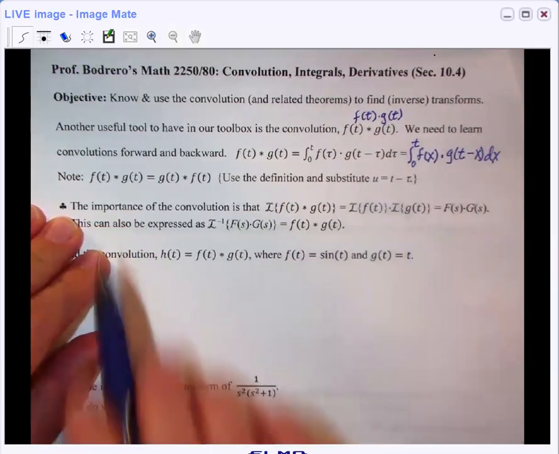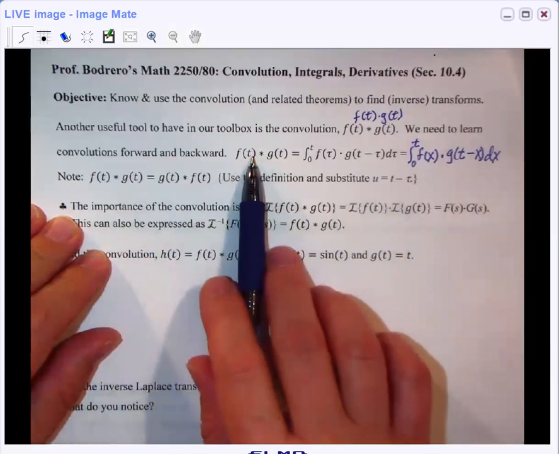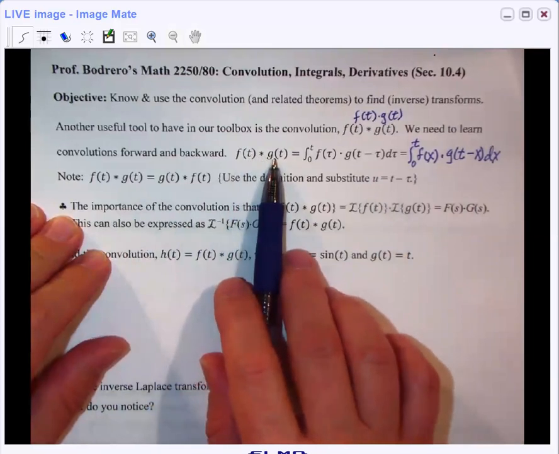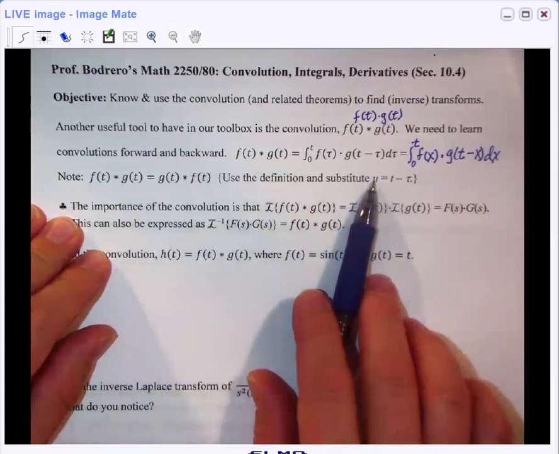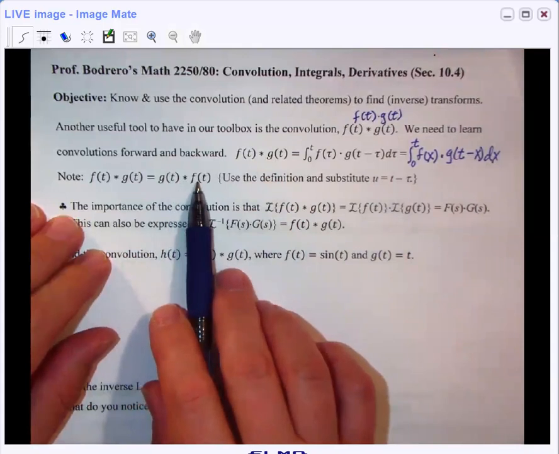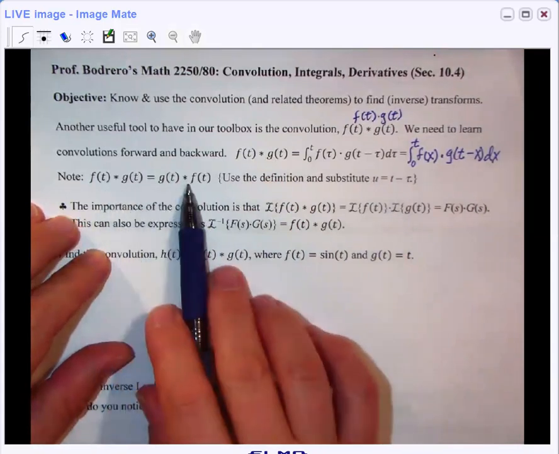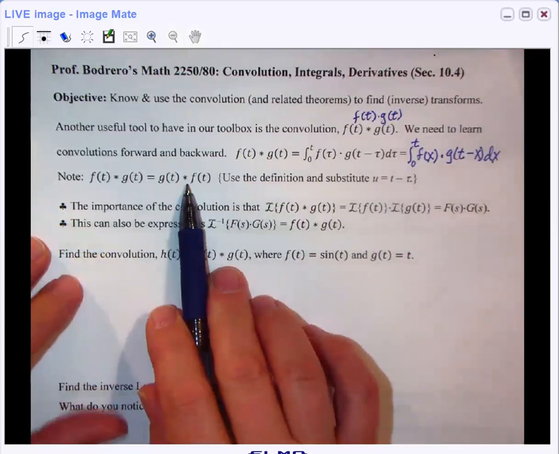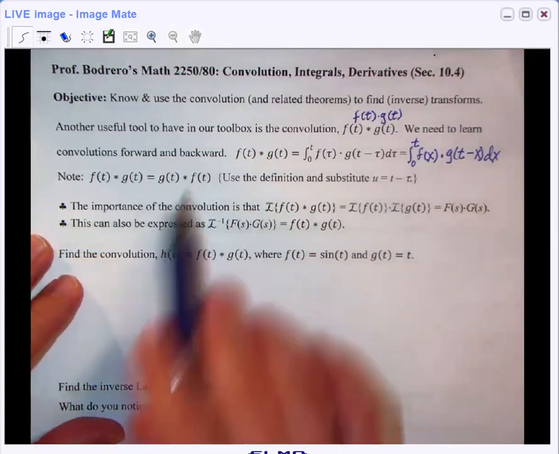Using a u substitution, if you do f of t convolute g of t, you will show that it's equal to g of t convolute f of t. So it is commutative in that nice fashion. And here's how and why we like to use this.